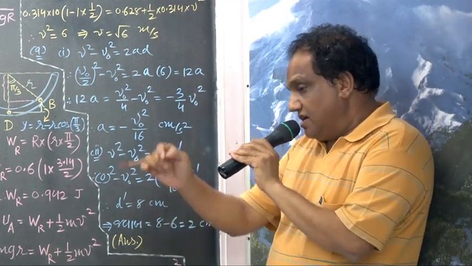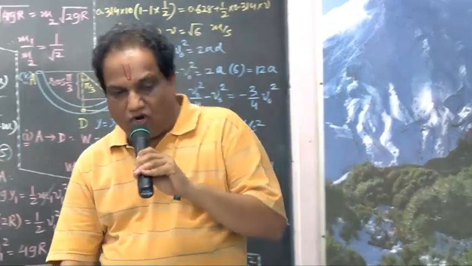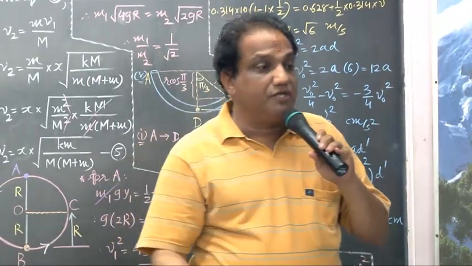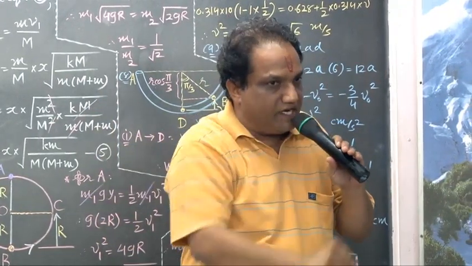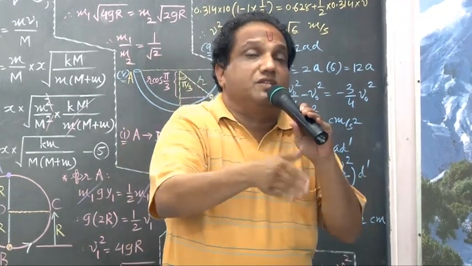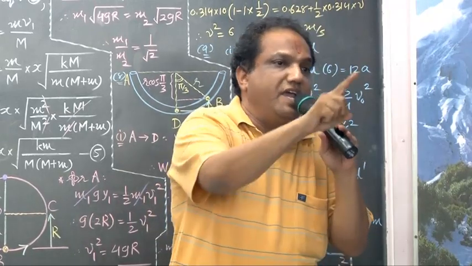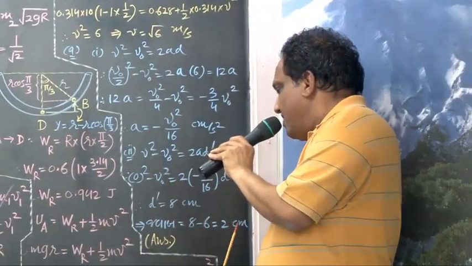Read the statement again. What have they asked? What additional distance will it travel? So the total distance is 8 centimeter, and initially it had traveled 6 centimeter. So what additional distance has it covered before coming to rest? 8 minus 6, that is 2 centimeter, is your final answer.